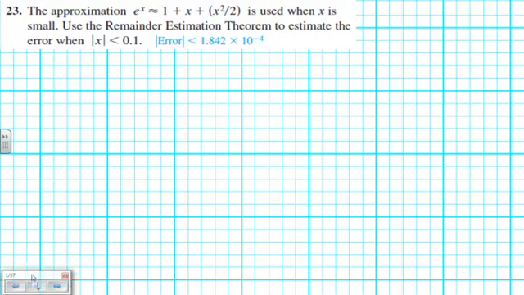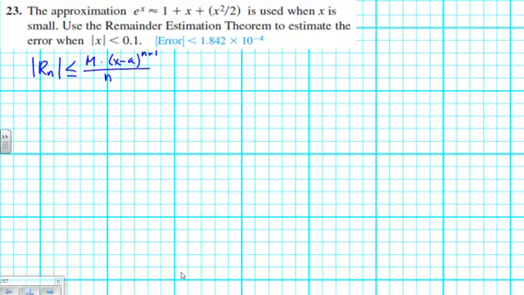So here's problem number 23 from section 9.3. We're going to use the remainder estimator theorem. Let's remind ourselves that the absolute value of the remainder has got to be less than some magical number M multiplied by (x minus a) to the n plus 1 power, all divided by (n plus 1) factorial. So there's the theorem written out.